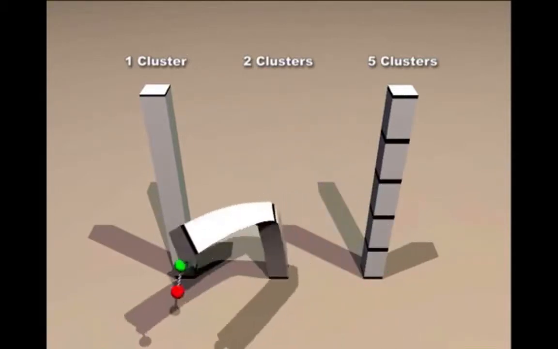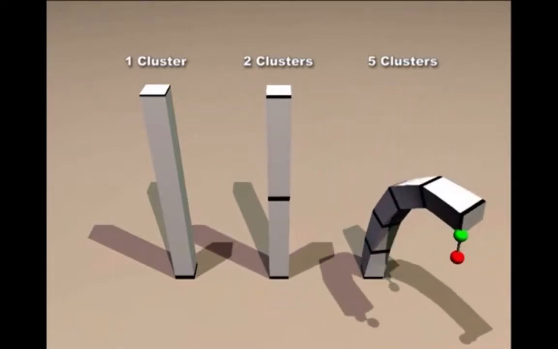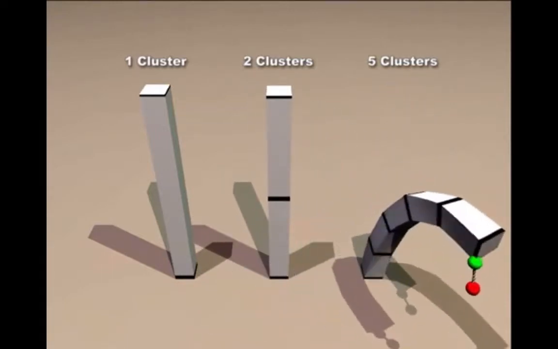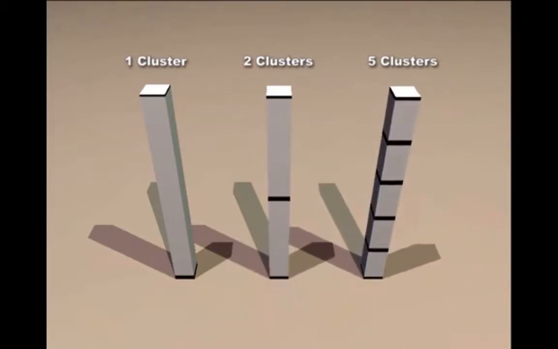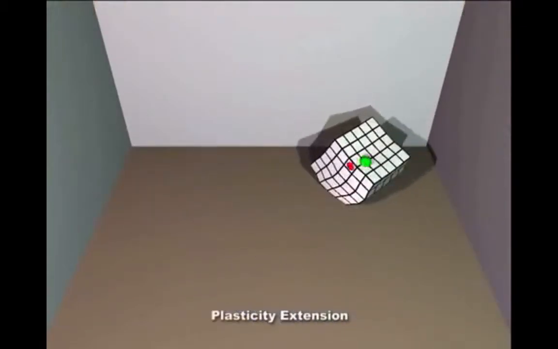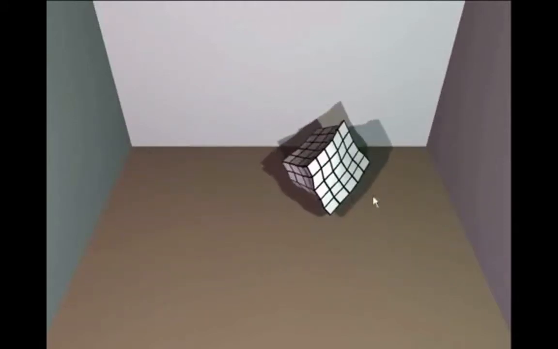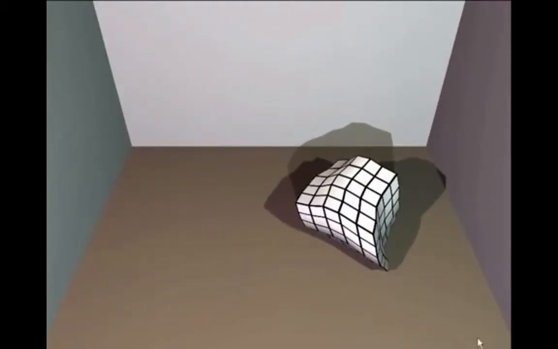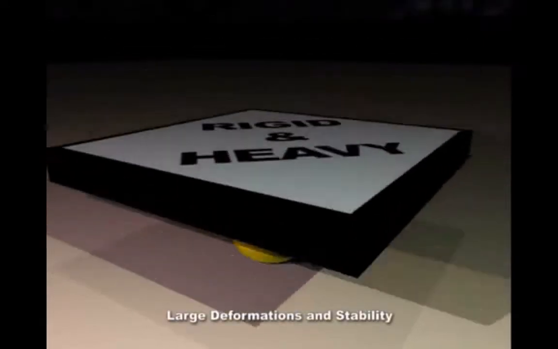In the one cluster, that means that shape matching is applied to the entire bar. In two clusters, the bar is basically split in two, and shape matching is done per cluster, and so in the five cluster thing. So the more clusters you have, the more flexible the object will be. It's one extension to do plasticity. Plasticity is actually relatively simple. All plasticity means is that you change the rest pose during the simulation.